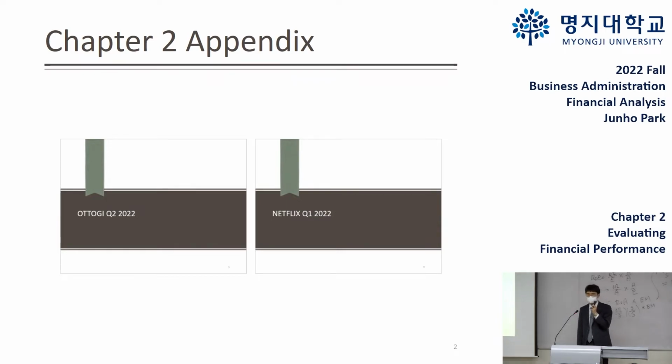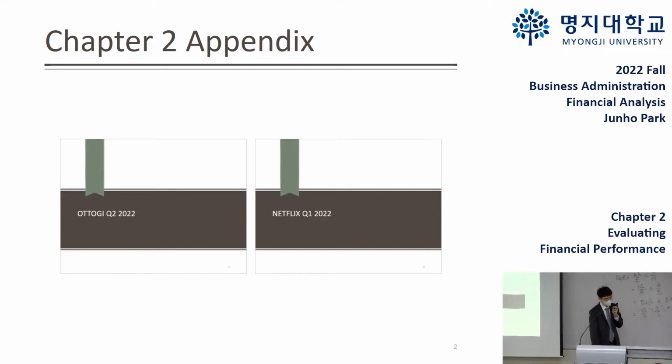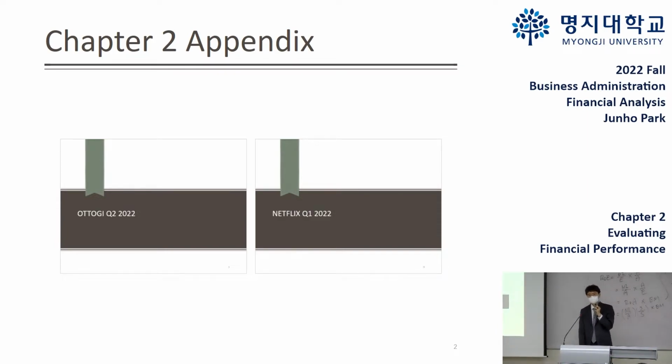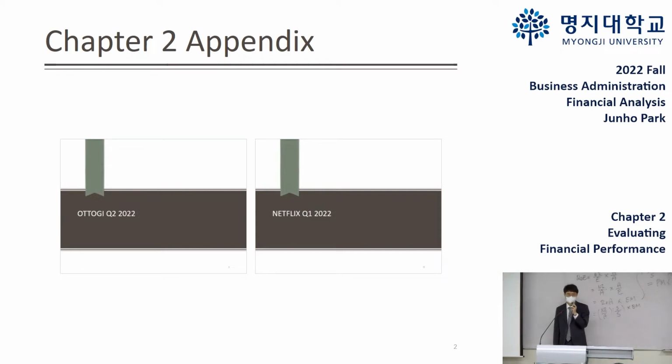So I selected two companies, one from Korea and one from the United States. The Korean company is Ottogi, which is a food manufacturing company, and the second US company is Netflix. Basically, I chose those two companies because recently I had opportunities to use their products or services.